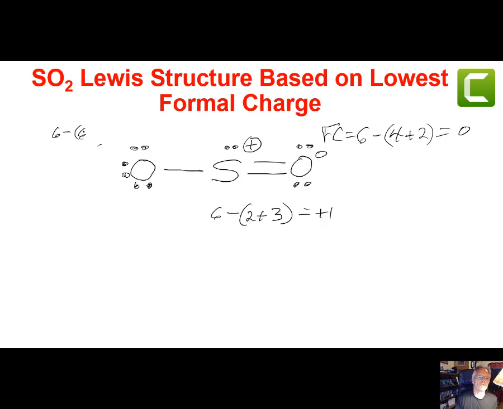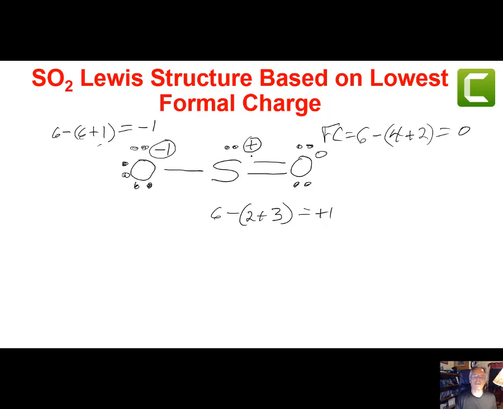2, 4, 6 plus half of the bonding electrons are just the number of bonds, which is 1. And that 6 plus 1 is 7. 6 minus 7 is a minus 1 formal charge. Now, oxygen is actually pretty happy with negative formal charges. Sulfur is sort of electronegative. It's not going to be thrilled with this positive charge.